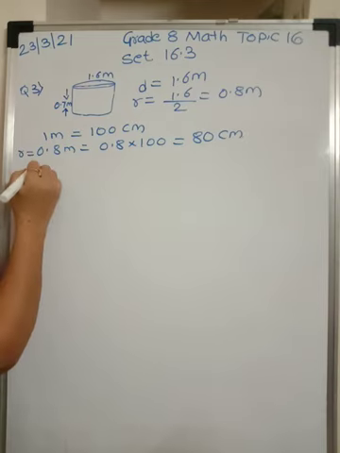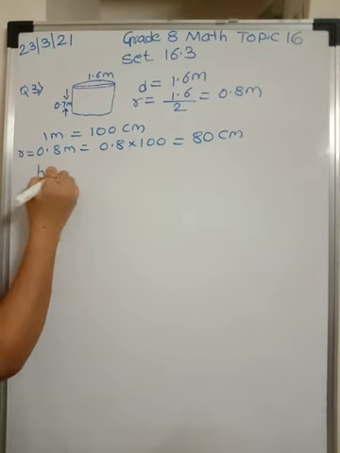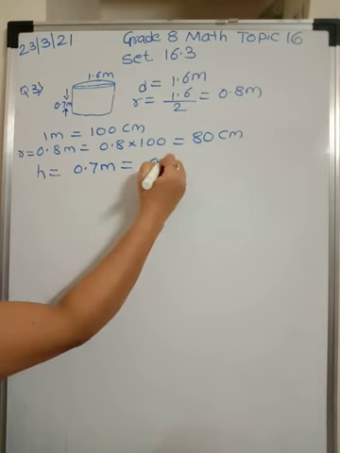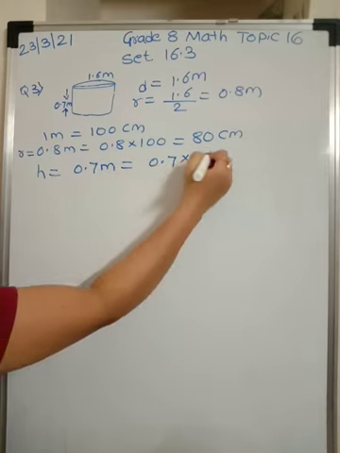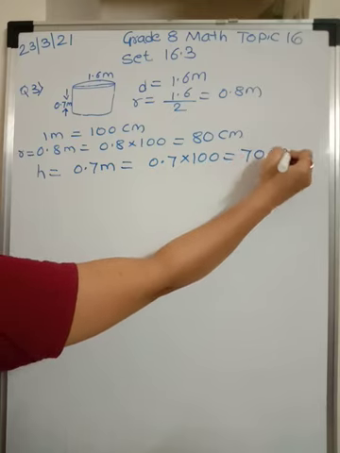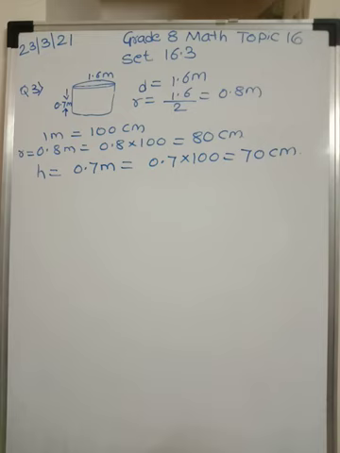Similarly depth, depth is height. So height is equal to 0.7 meter, which is equal to 0.7 into 100, which is equal to 70 centimeters. Why have I converted into centimeters? Because conversion of centimeter cube into liter is easier. We want to find the capacity.